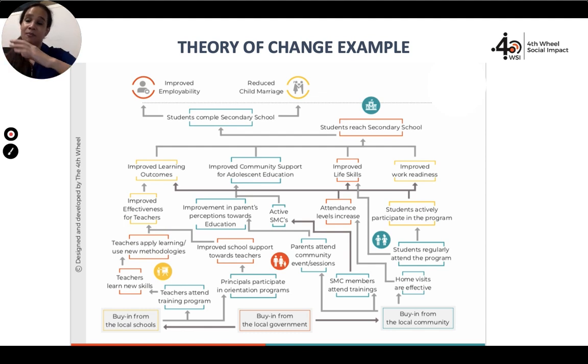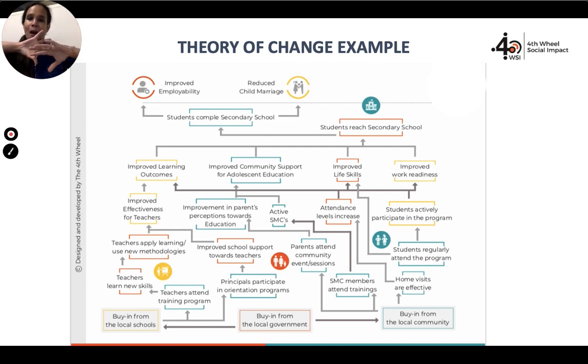Going the other way, improved effectiveness of teachers will happen if teachers apply new methodologies. Teachers would only be able to apply new methodologies if they learn new skills. They would be able to learn new skills if they attend the program. They would only be able to attend the program if there is buy-in from the schools. The schools will only adopt the program if there's buy-in from the local government. Improved perception in parents will happen if they attend community events and sessions, if SMCs are strengthened and SMCs have more meetings. Home visits are more effective when students don't attend school.